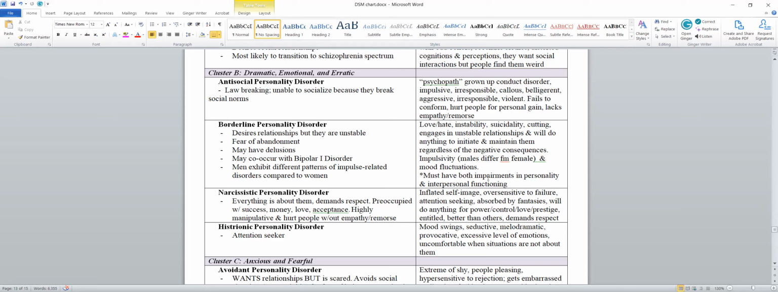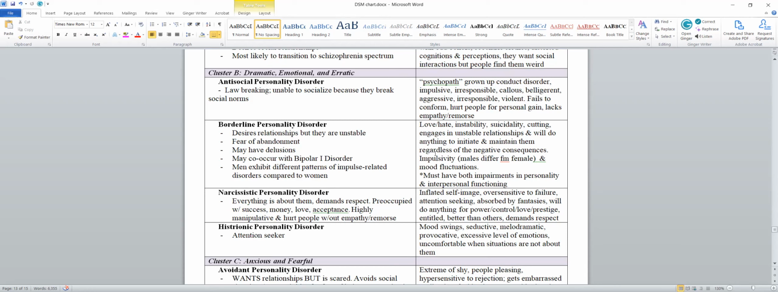They have an inflated self-image. They're oversensitive to failure, attention seeking, absorbed by fantasies, will do anything for power, control, love, prestige. Entitled, better than others, demands respect. And that's narcissistic personality disorder.